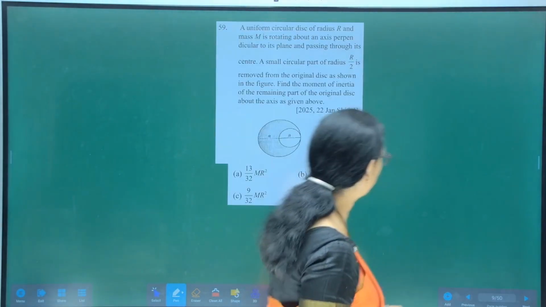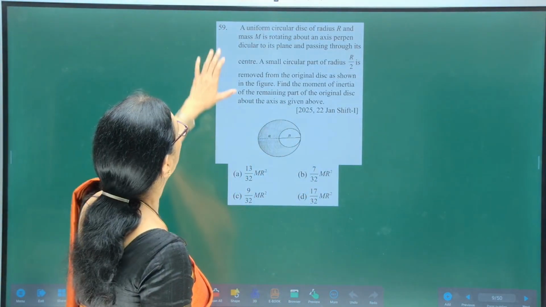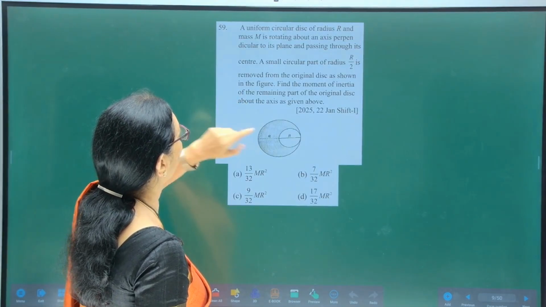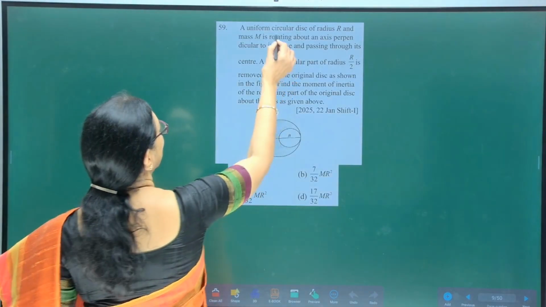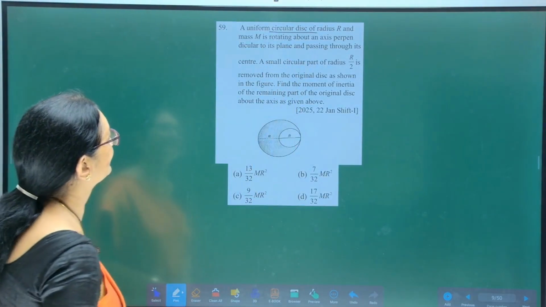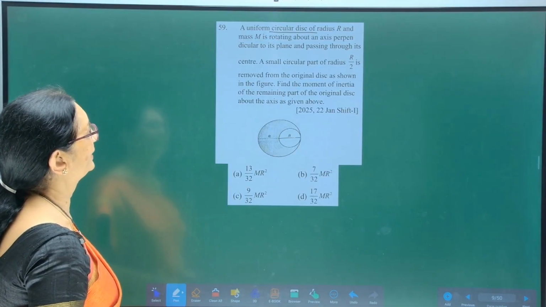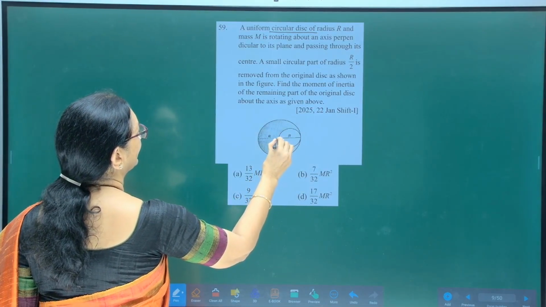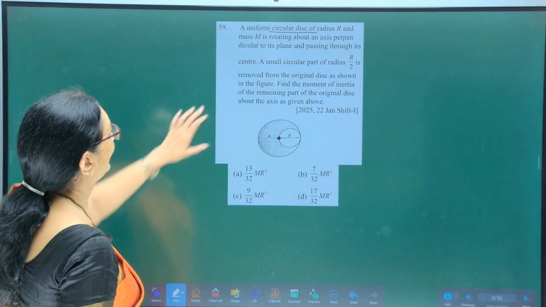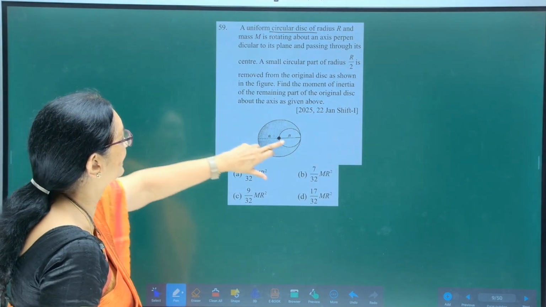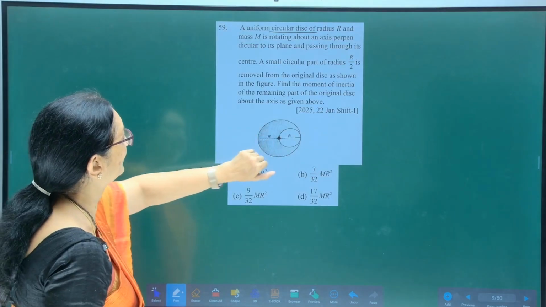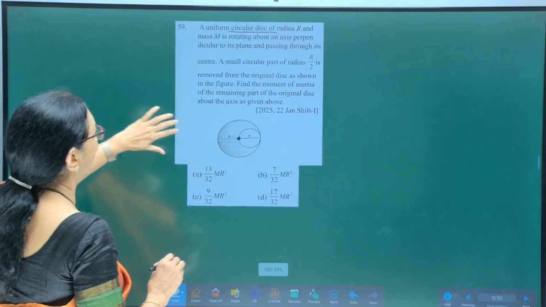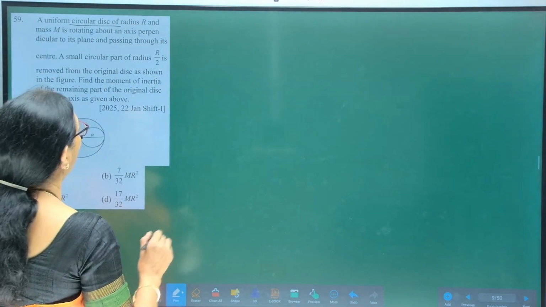Okay. Move on to the next problem. Look here. A uniform circular disc of radius r, mass m, is rotating about an axis perpendicular to its plane passing through the center. Let this be the center, right. A small circular part of radius r by 2 is removed from the original disc. Find the moment of inertia of the remaining part of the original disc about the axis given above.